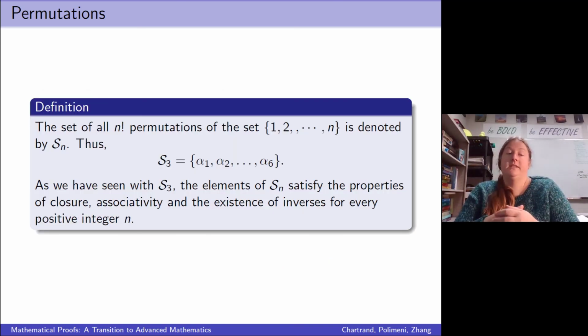We already noticed that there were 3 factorial permutations when I had a set of 3 elements. There are actually n factorial permutations on the set 1 to n, and we denote this with a script S with a subscript n. So we've already seen that S sub 3 equals my set of permutations alpha 1 to alpha 6. And we've seen that when we look at all of the elements in this set, they are closed, the associative property holds, and they all have inverses as well.